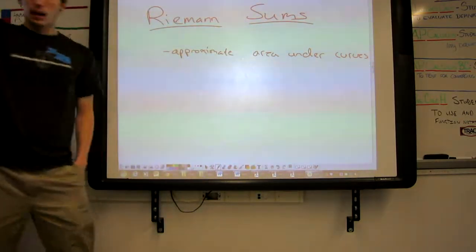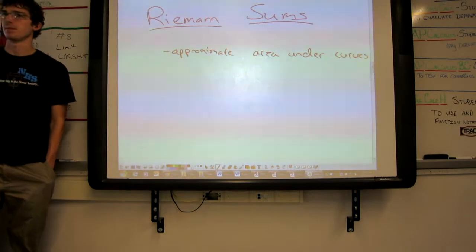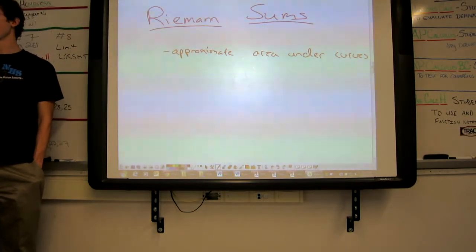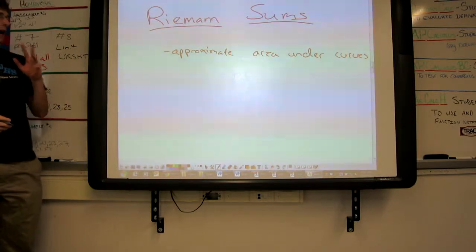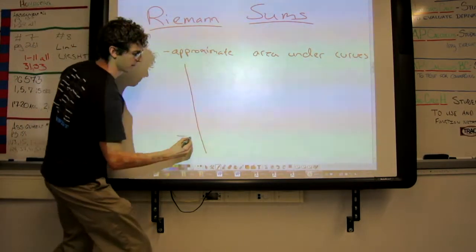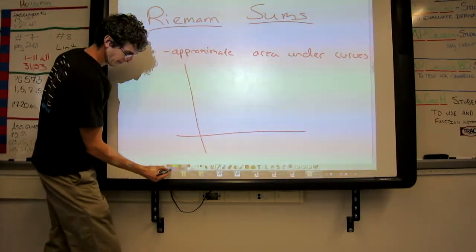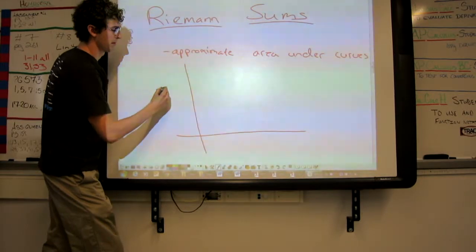All right, so all a Riemann sum basically is a bunch of rectangles which we add together to approximate an area under the curve. What do I mean by that? If I got some graph here, just some parabola.